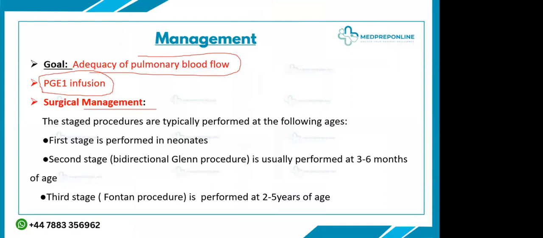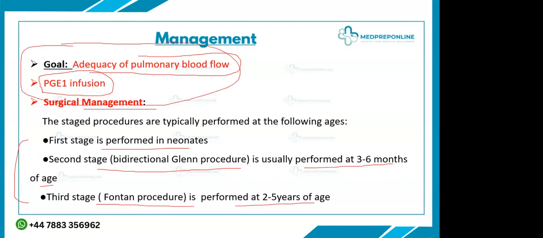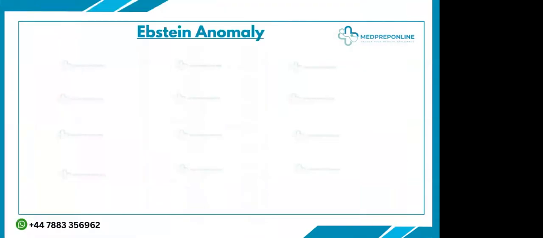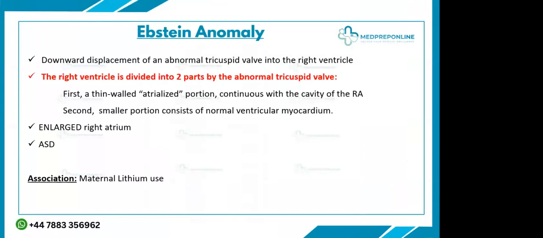It is a 3-stage surgical procedure. The first stage is performed in neonates. The second stage is called the bidirectional Glenn procedure. It is usually performed at 3 to 6 months of age. And then the third stage is the Fontan procedure, which is usually performed at 2 to 5 years of age. But you just need to remember that you need the prostaglandin infusion to maintain ductus arteriosus patency, so that you can have some blood flow to the pulmonary circulation. Okay, so the next one is Ebstein anomaly.